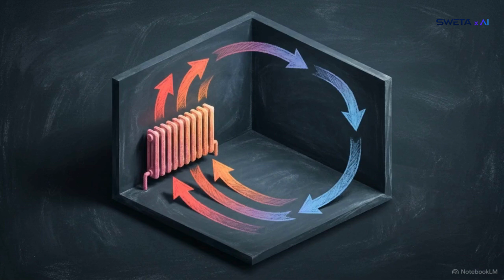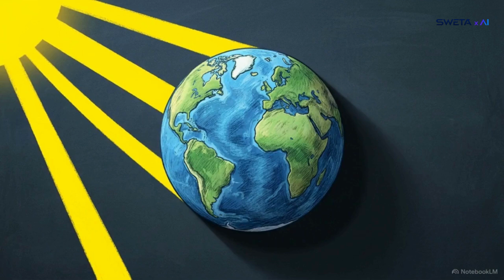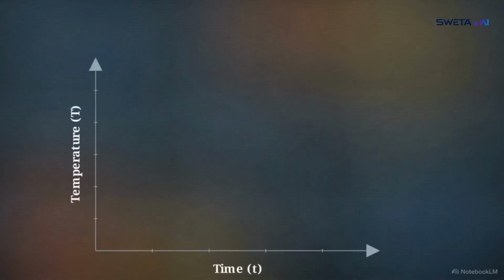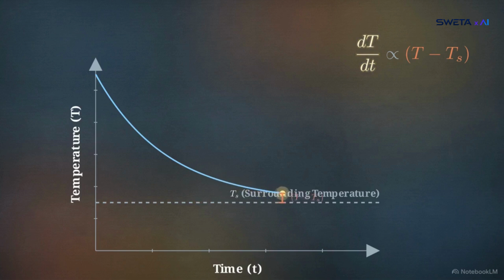In liquids and gases, energy moves via convection. The heated fluid physically moves in bulk, creating the currents that drive our weather and ocean breezes. The third method is radiation. This is energy moving as electromagnetic waves, allowing heat to travel through the vacuum of space at the speed of light. But how quickly does an object lose this heat? Newton's law of cooling states heat loss is proportional to the temperature difference between an object and its surroundings. This creates an exponential decay. Cooling is rapid at first, but slows significantly as it approaches room temperature.